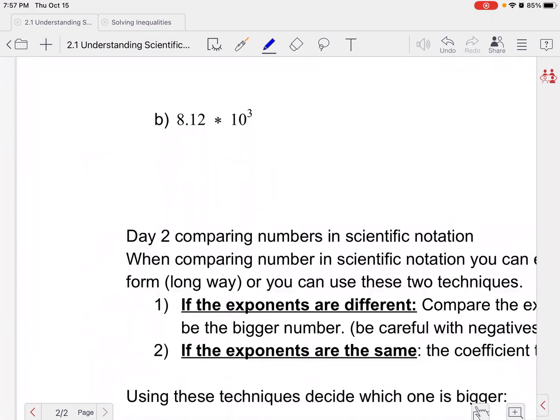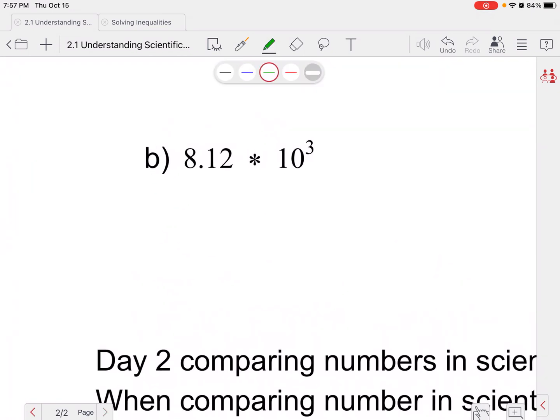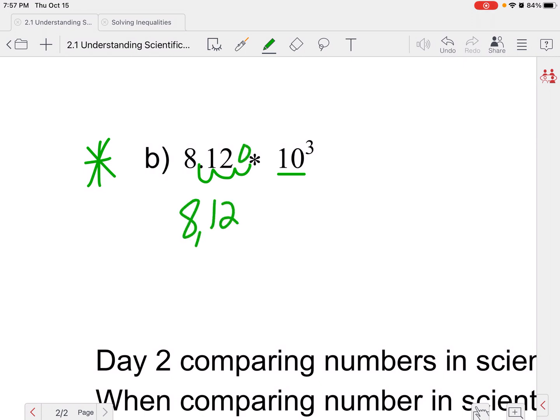All right, last one for today. So I want you to go ahead and try this one. We might actually do one more to make sure we get a negative. Again, I have a positive, so I'm multiplying by 10, multiplying by 10, multiplying by 10. So we're going to go ahead and move this 3 decimal places and tack on a 0. So I get 8,120.